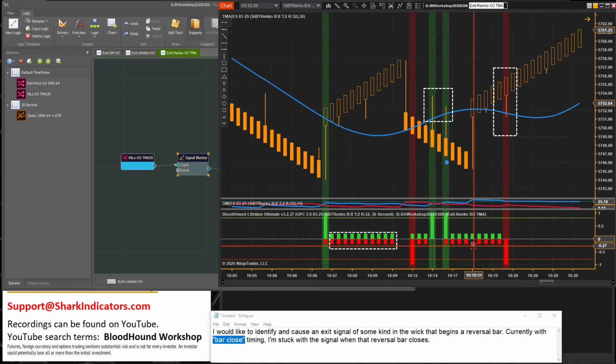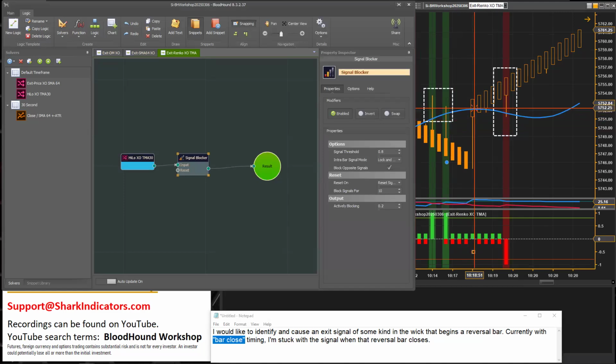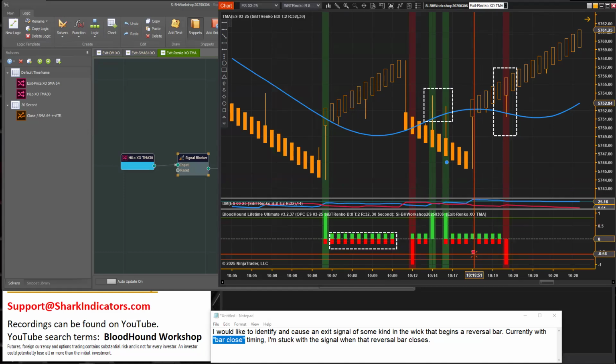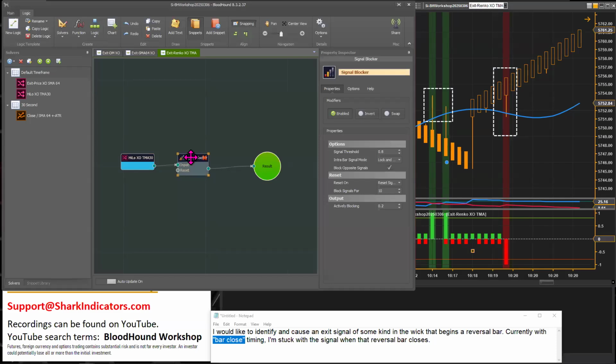Yeah, so going back to this reversal bar here, there's no way to reset the signal blocker before the reversal bar closes. And you can't reset the signal blocker and arm the signal blocker on the same bar. So this specific issue points out that the signal blocker actually can't be used in this case.